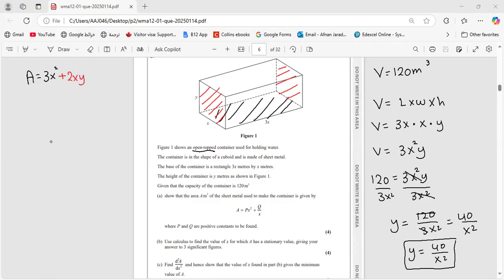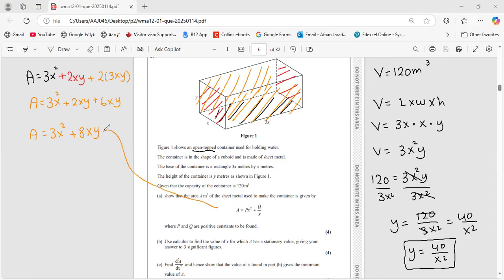What's left? I have this area, which is 3x multiplied by y, and this one, which is 3x multiplied by y. So plus 2 multiplied by 3xy. So I have the surface area, which is 3x squared plus 2xy plus 6xy. So the area equals 3x squared plus 8xy. Okay, area equals 3x squared plus 8xy.